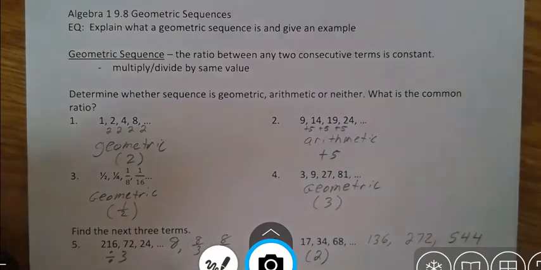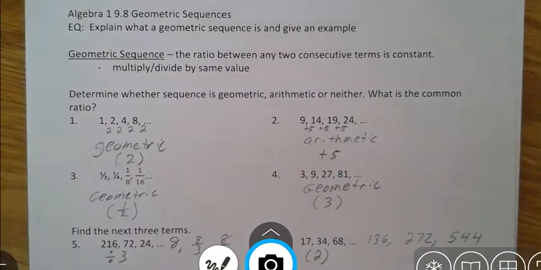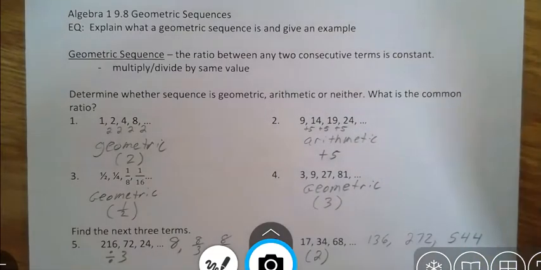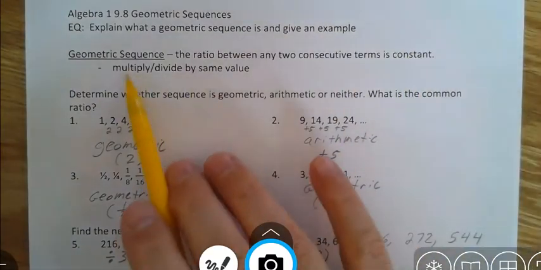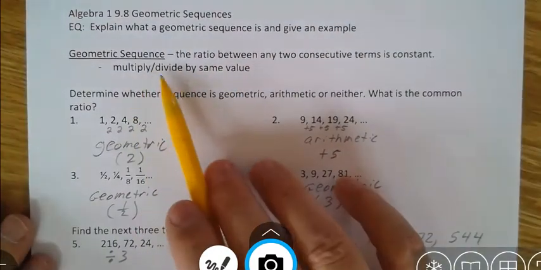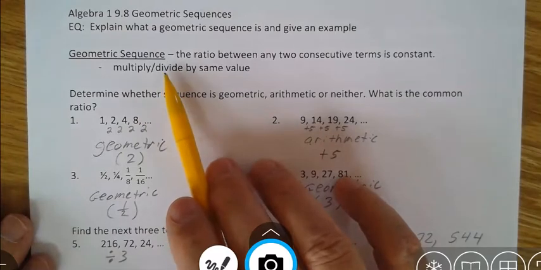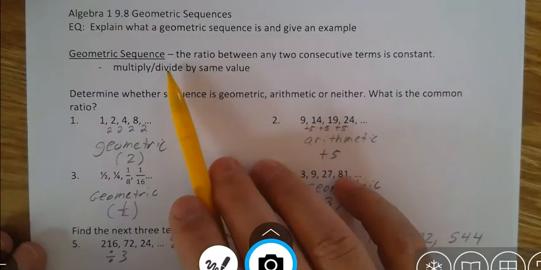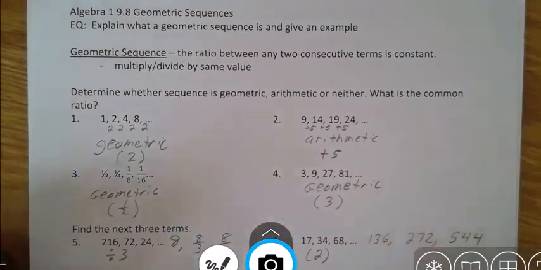All right, 9.8, geometric sequences. So the ratio between any two consecutive terms is constant. What that means is you're multiplying or dividing by the same value. Later on, though, you won't want to think about it as dividing as much as you will multiplying by the reciprocal, and we'll get to that later.